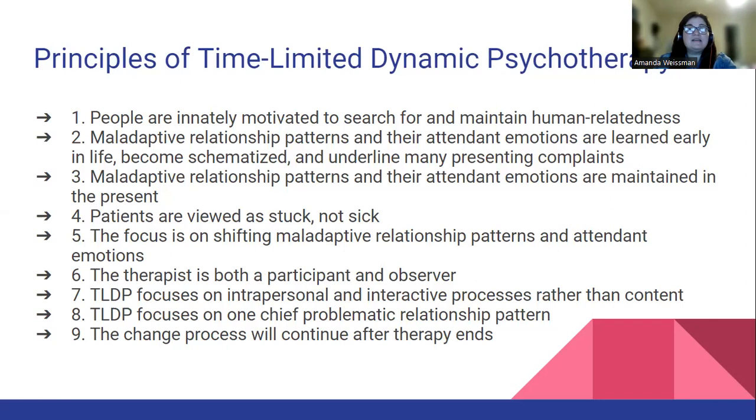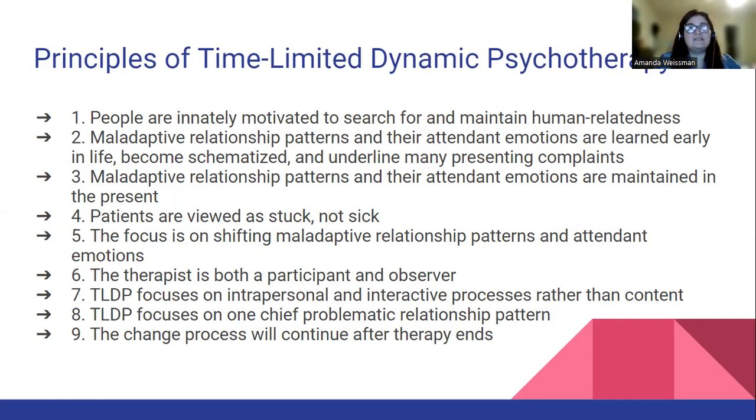Next, the focus is on shifting maladaptive relationship patterns and attendant emotions. From a TLDP perspective, the client can provide valuable information about their internal working models in both what they say and how they say it. Next, the therapist is both a participant and an observer. This means that the therapist acts as a participant in the therapeutic process for the client, where they're really involved emotionally, as well as an observer of the therapeutic process, where they're presenting as the expert and using more stated processing with the client.